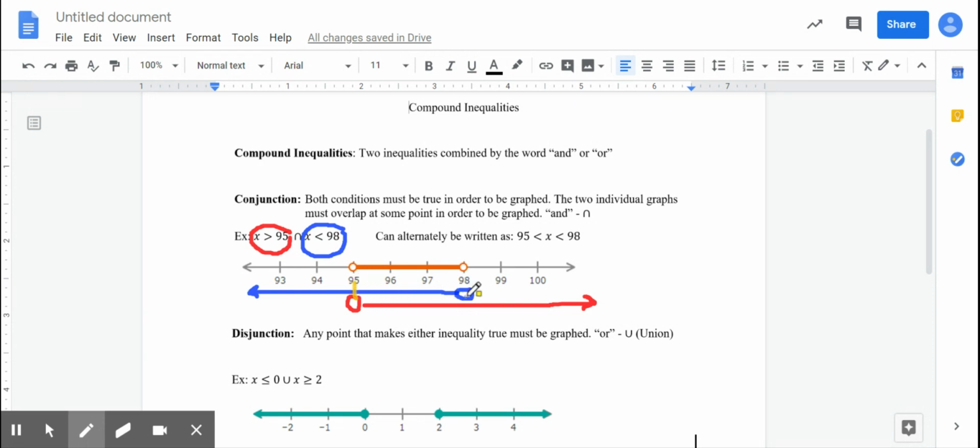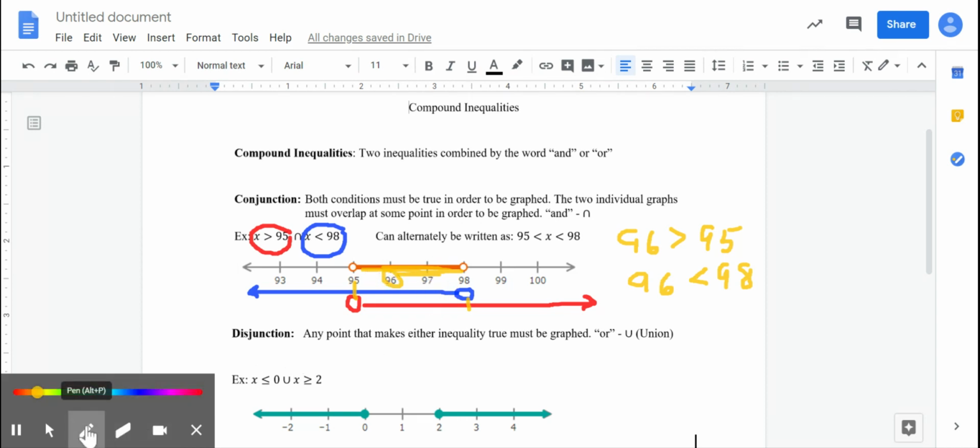Now, let me see if I can get an orange. Where they overlap, these two graphs, x is less than 98 and x is greater than 95, overlap from 95 to 98, but not including 95 or 98. So we're saying any point that lies in this region correctly solves both of the inequalities at the same time. So if I picked the number 96, well, 96 is greater than 95, and 96 is less than 98. So the points in between here satisfy both of these conditions.